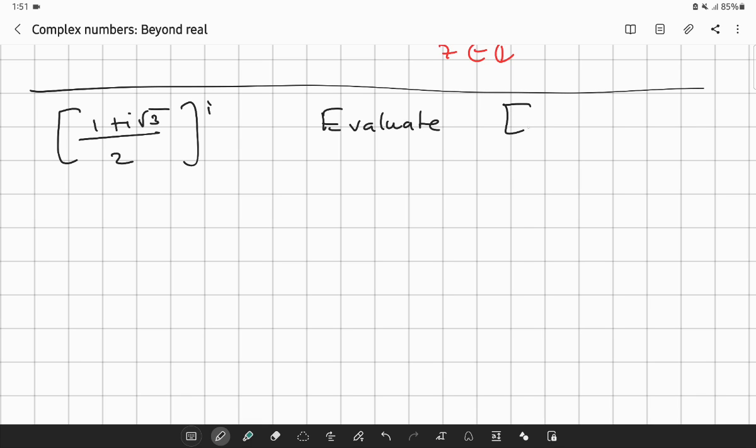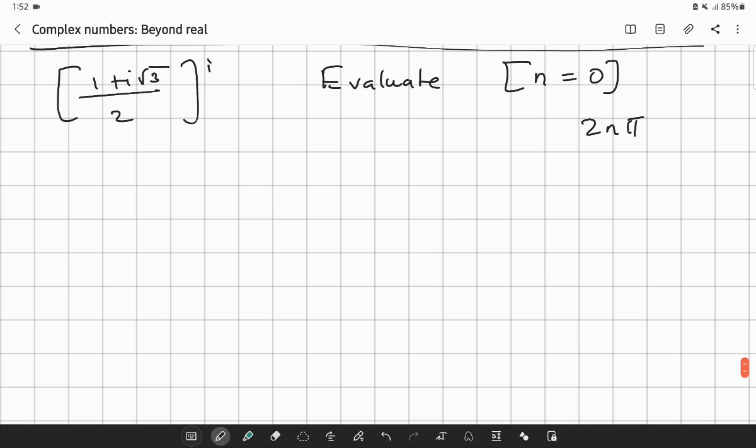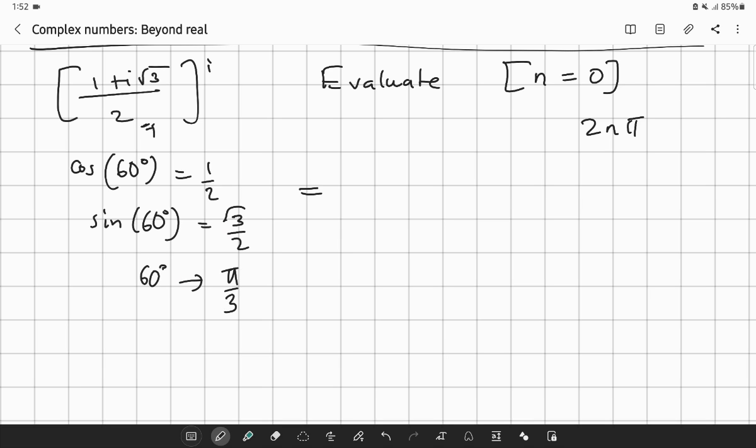Again, evaluate is code word for taking n equals 0 when you have 2n pi. Since you only need one value, it can be anything. So let's work this out. If you're clever enough, you'll see that cosine of 60 degrees, or pi over 3, is 1 over 2, and sine of 60 degrees is square root of 3 over 2. These are the things that you have here. So this number, 60 degrees, is nothing but pi over 3 radians.